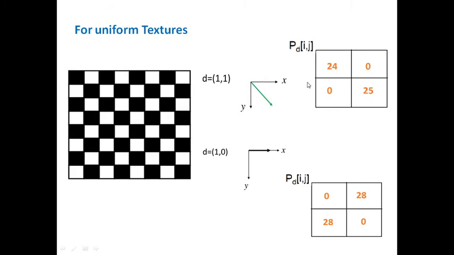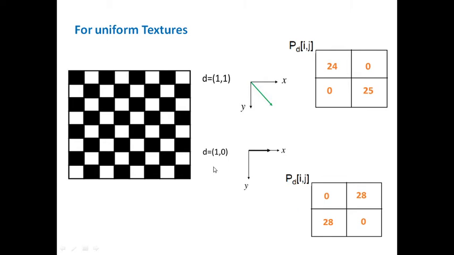Coming to 1 and 1, because this is 1 and this is 1, there are 25 occurrences in this texture image. And coming to 1 0 and 0 1, I don't have any white pixel which is connected with a black pixel in a diagonal fashion. That is why I have written 0 and 0 in these two boxes. And coming to d equal to 1 comma 0, that means the first pixel is 1 and the second pixel is 0 here.